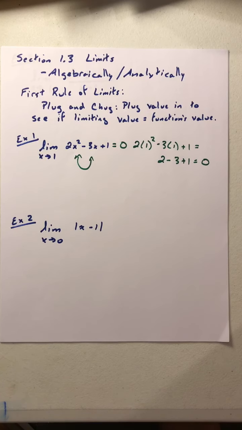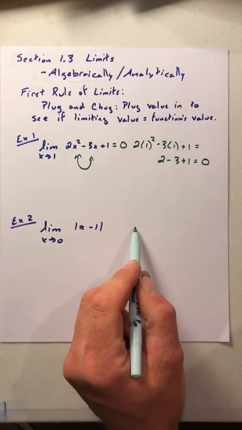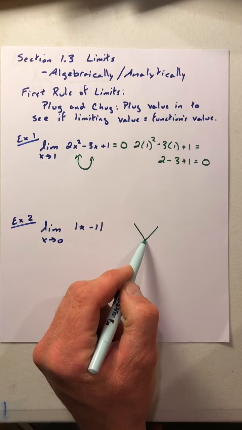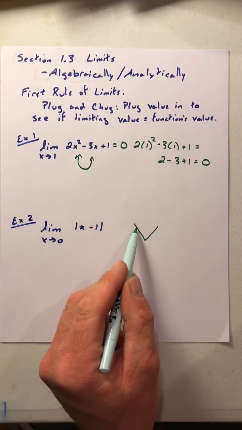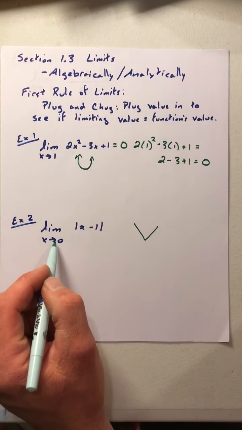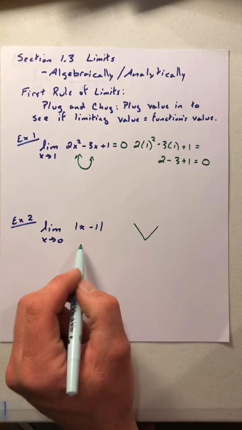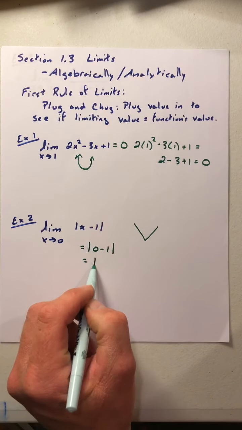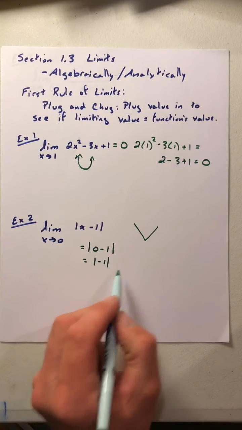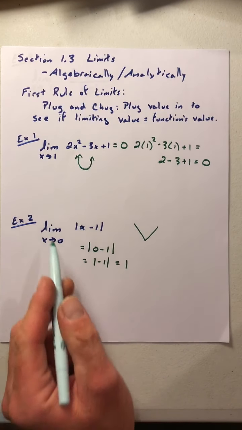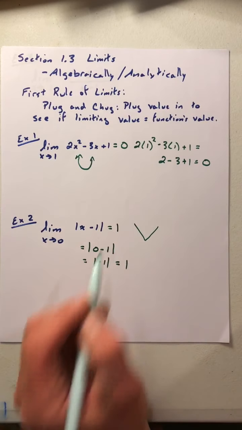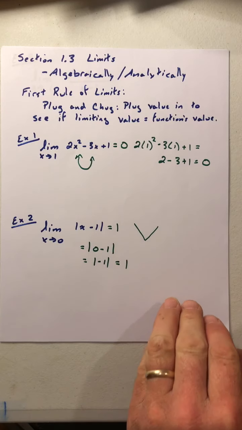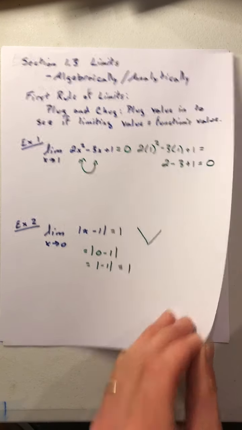So my limit is my value. Likewise, in example 2, I know the absolute value of x minus 1 is going to be a V. So I know that it's defined along all of those points. For every x value, I can get a y value out. So if I plug in 0 for x, I get the absolute value of 0 minus 1. 0 minus 1 is negative 1, so the absolute value of negative 1 gives me 1. So the limit as x approaches 0 is 1. Again, through plugging and chugging, I know the value is equal to the limit. And that's going to be the first thing we're going to look for.